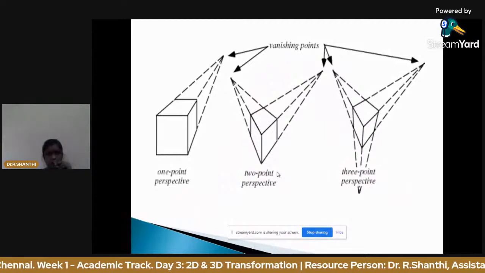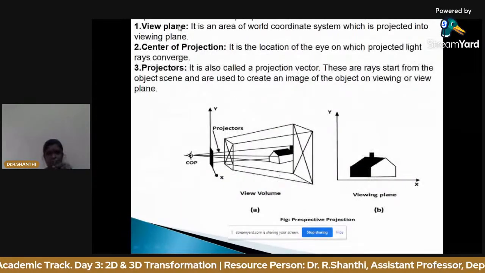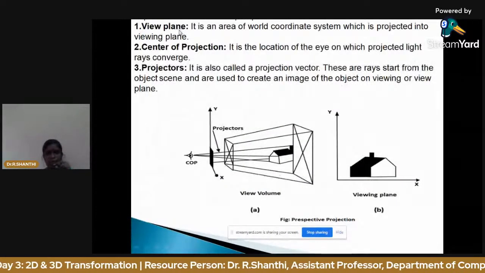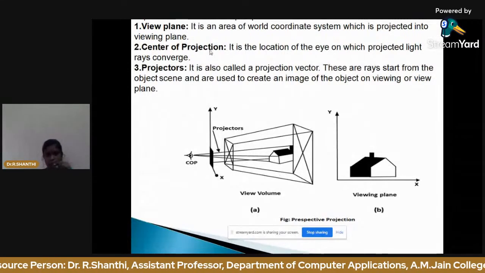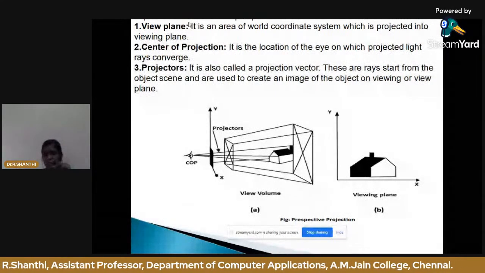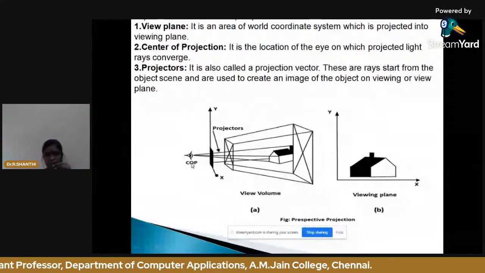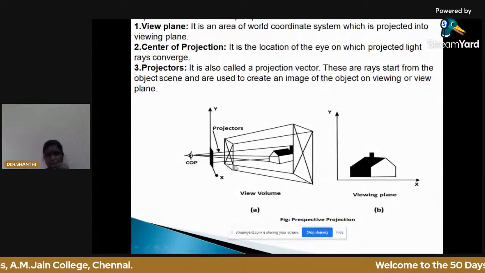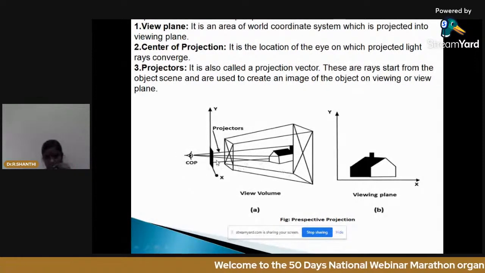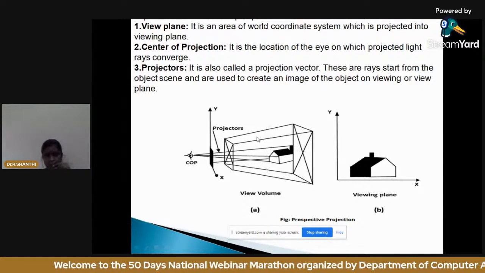Next we go for the view plane. View plane is nothing but the world coordinate. World coordinate is where we are actually looking. Then the center of projection. What do you mean by that? Here I have given COP. This is the center of projection, from where you are looking into the image. That is how your light rays get converged to some location, right? Then we call them projectors.